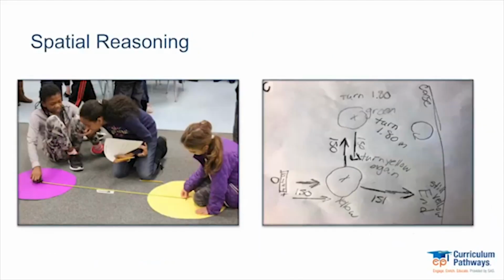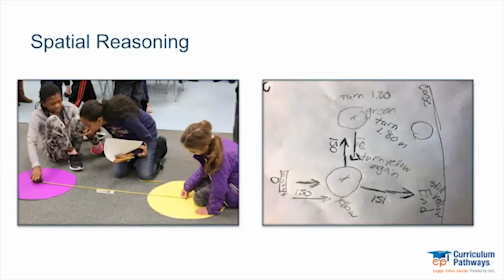As far as spatial reasoning goes, CodeSnaps is full of this because it is a real-world environment where you are navigating a robot in space. And so when we have obstacle courses, students have to measure, and they have to create representations of the space and of the challenge. And this gets at skills like map making.